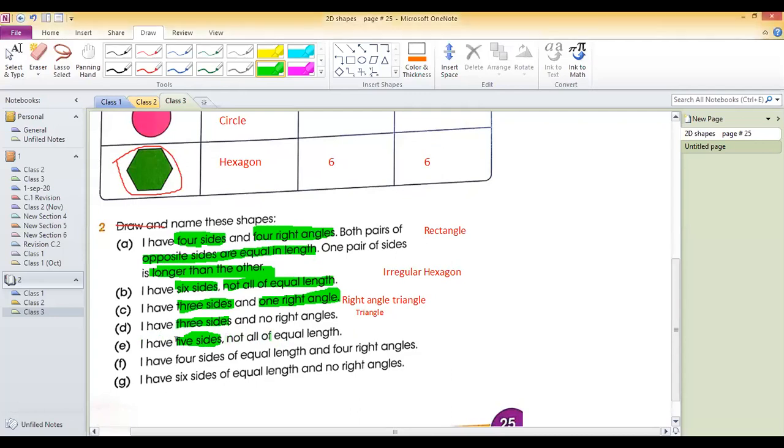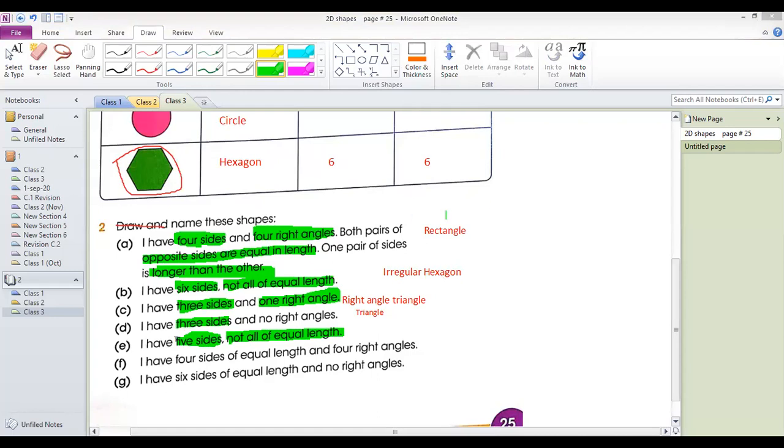Not all of equal length. You know, when the sides are not of equal length, you will say it is irregular, because the sides are not equal. So this will be an irregular pentagon. Very good. Irregular pentagon.